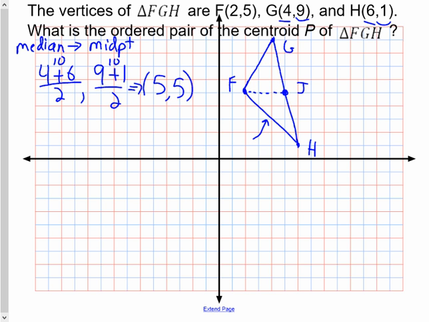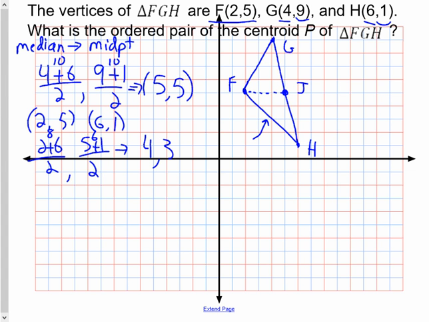So where is F and H in the midpoint? I'm using the points (2, 5) and (6, 1). Again, adding the x's together, 2 plus 6 divided by 2. Adding the y's together, 5 plus 1 divided by 2. Half of 8 is 4. Half of 6 is 3. So we can call that K. So (4, 3) is my next midpoint.